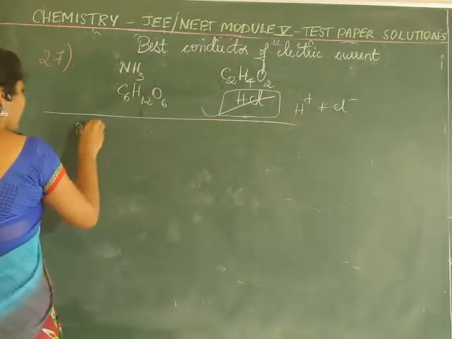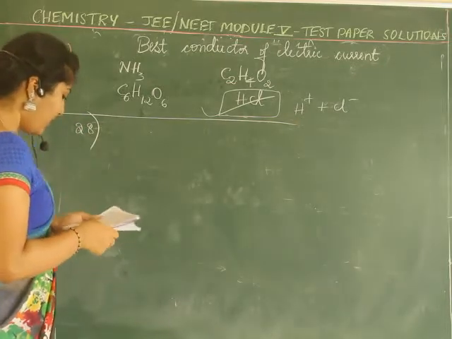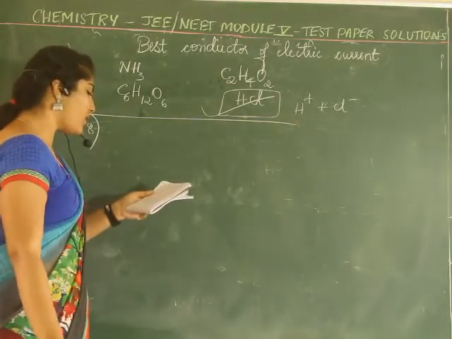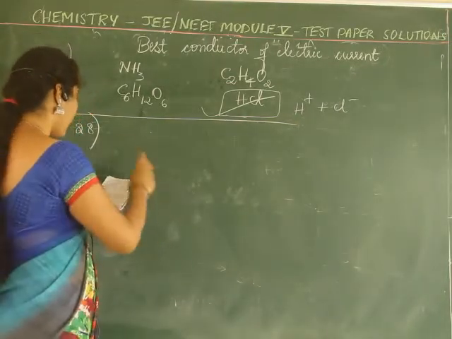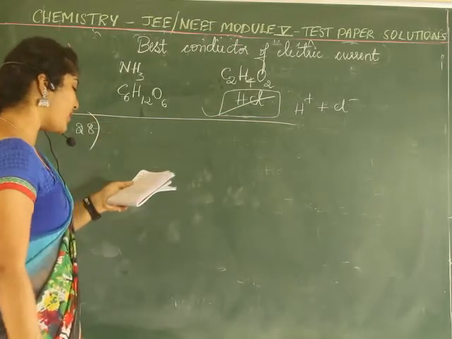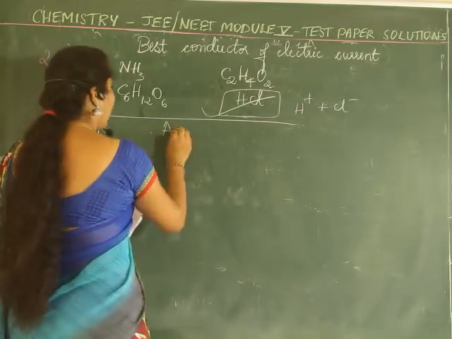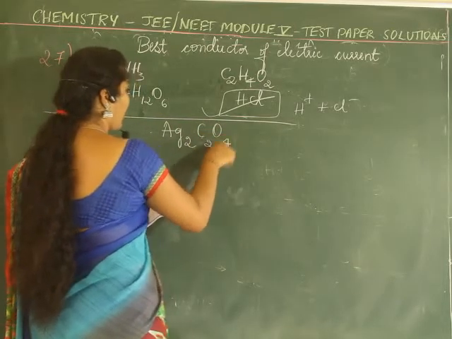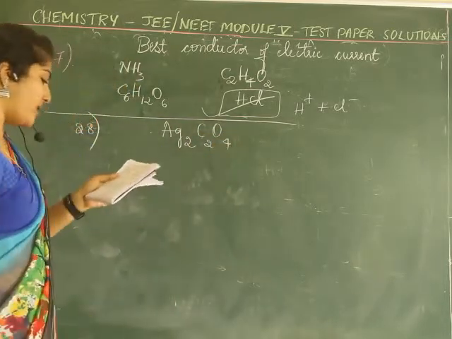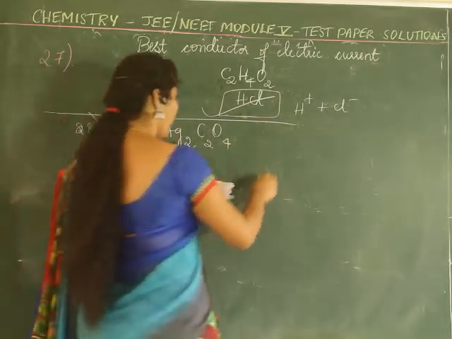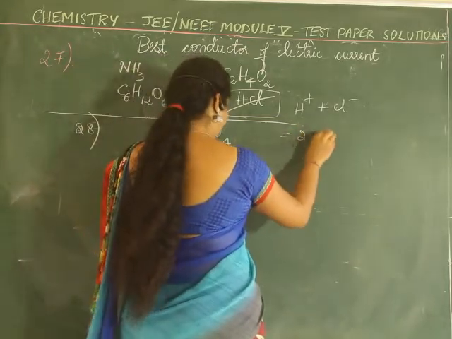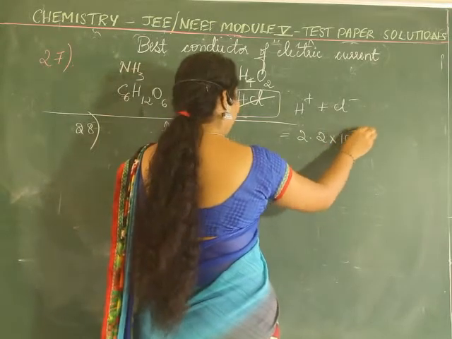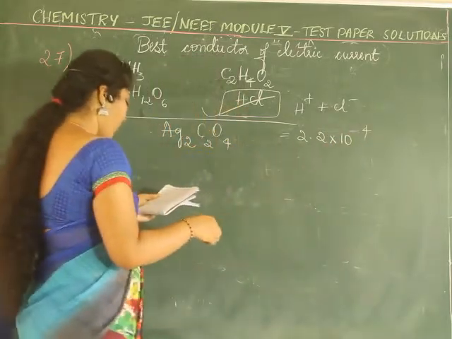Now moving on to the next question. Concentration of Ag plus ions in a saturated solution of Ag2C2O4, that is silver oxalate, is 2.2 into 10 to the power minus 4 mole per liter.